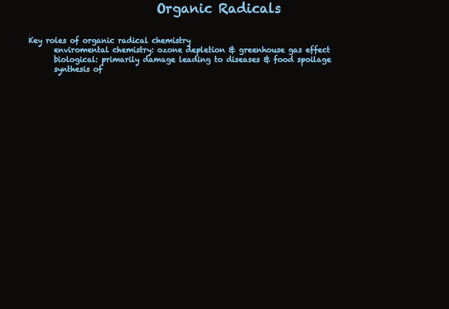Synthesis of key polymers, for example, polyethylene. These long chain compounds can have really valuable properties and are used widely. Radical chemistry is one of the ways, less used today, but one of the ways that these polymers can be made. Introduction of a functional group on an alkane, and alkanes are so relatively unreactive that this is important. So look at that. There's no debating that organic radical chemistry is really, really important.